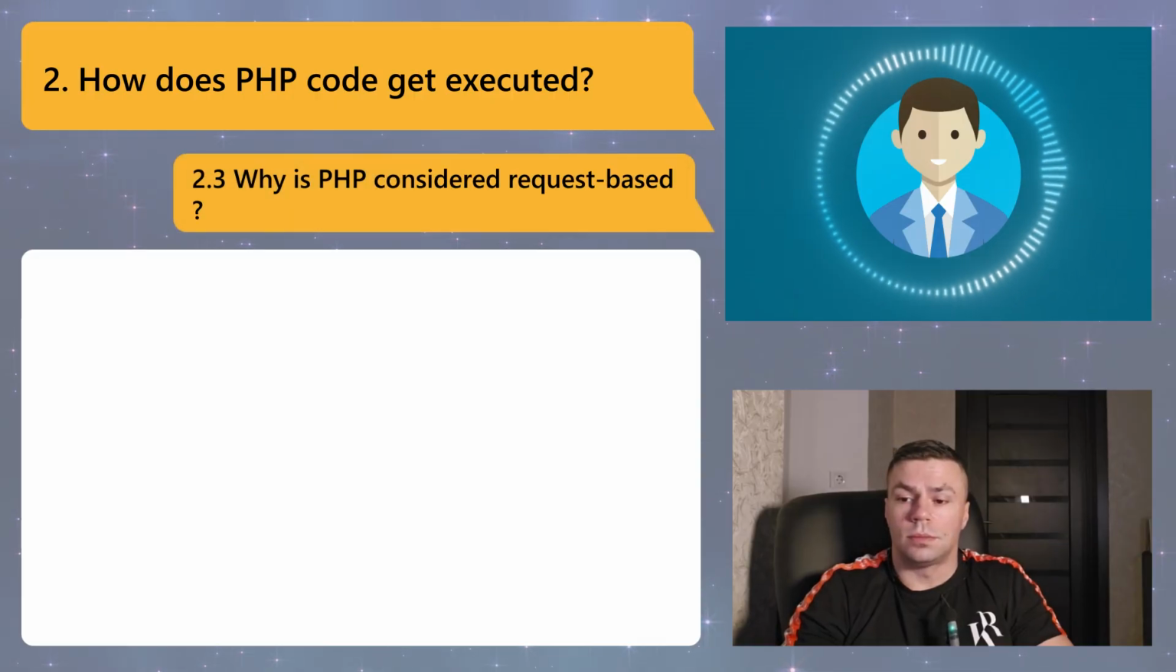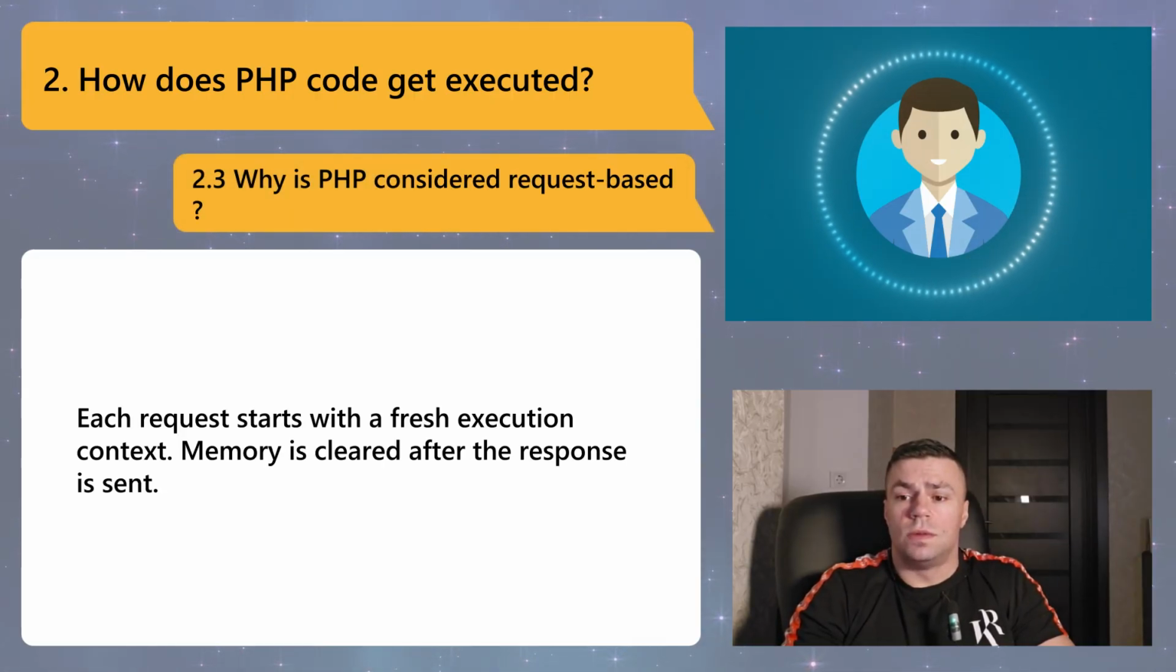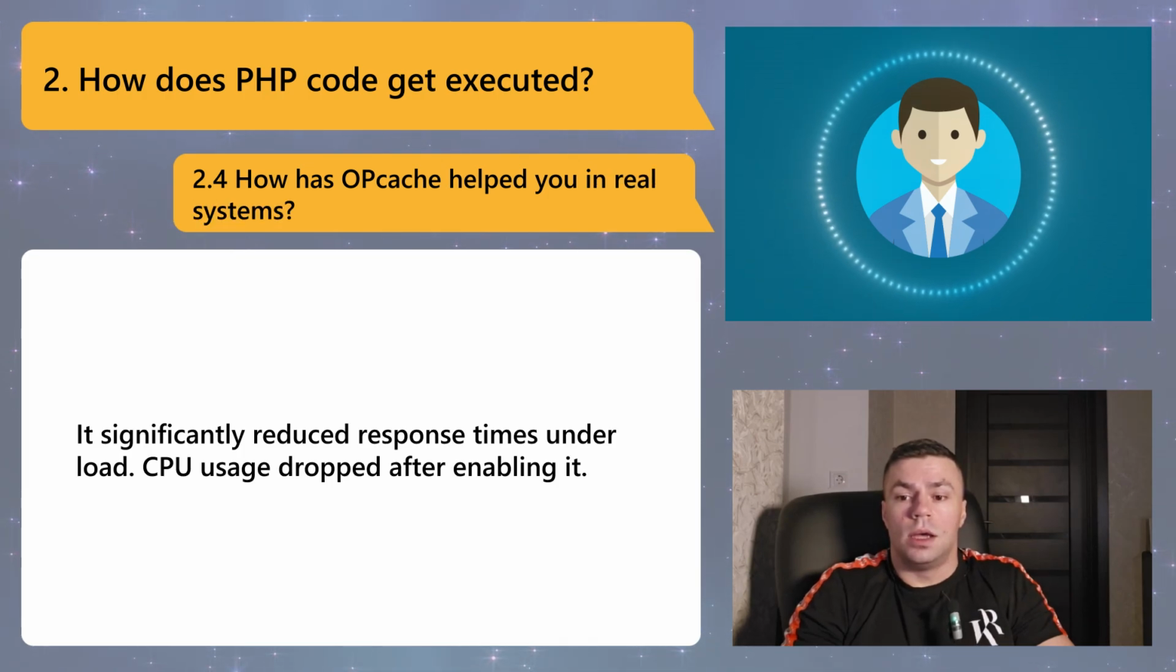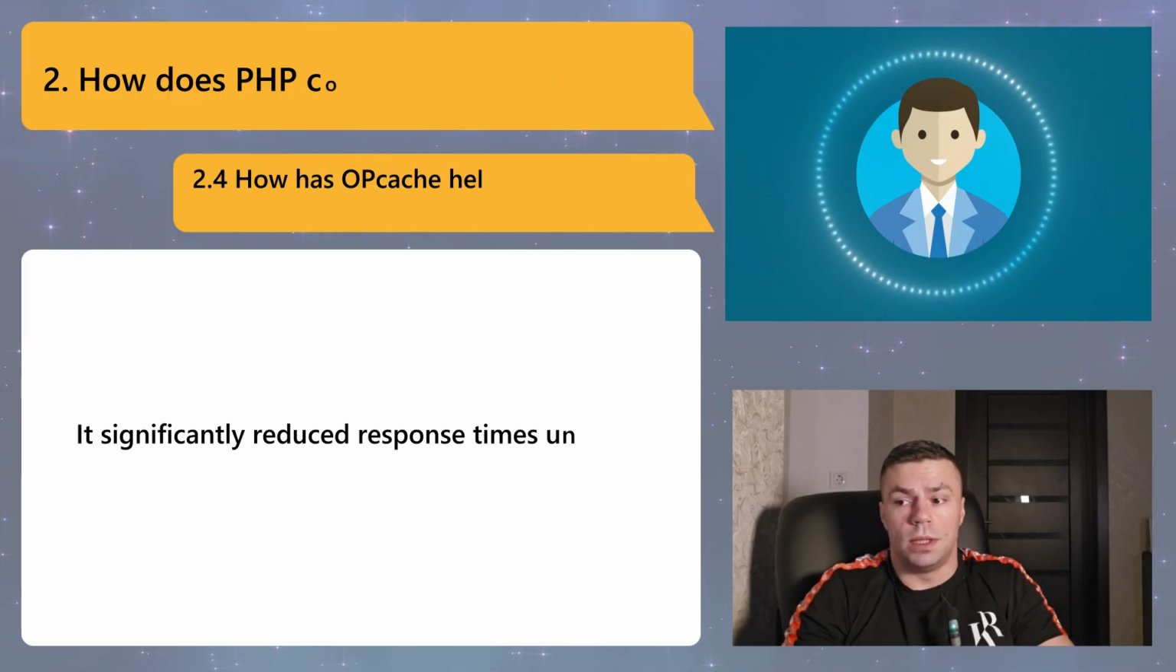Why is PHP considered request-based? Each request starts with a fresh execution context. Memory is cleared after the response is sent. How has OpCache helped you in real systems? It significantly reduced response times under load. CPU usage dropped after enabling it.